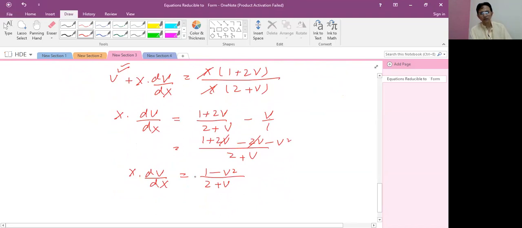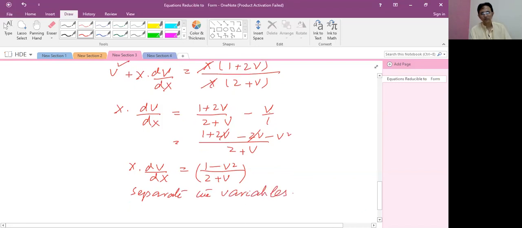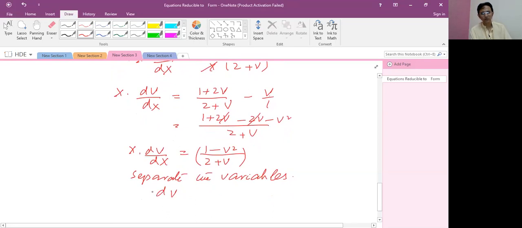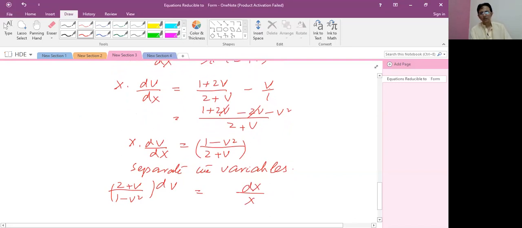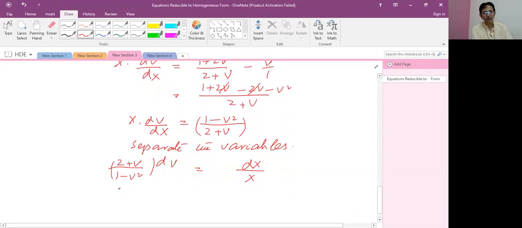So in the next step, students, we transfer this value to the other side, which means separating the variables. So dv times (2 plus v) is in the numerator and 1 minus v square is in the denominator, which equals dX upon X, changed to the right hand side. In the next step, 2 plus v upon (1 plus v) into (1 minus v) into dv.